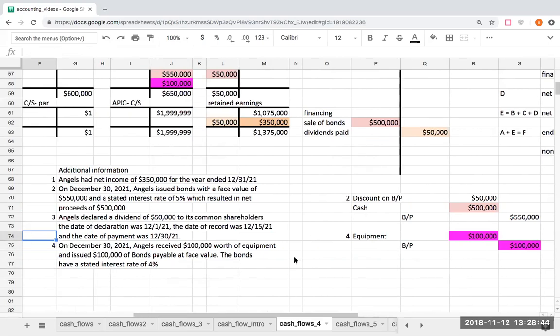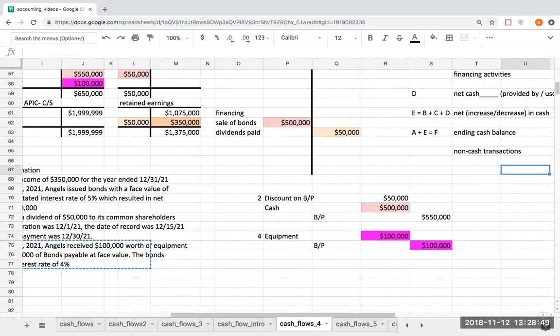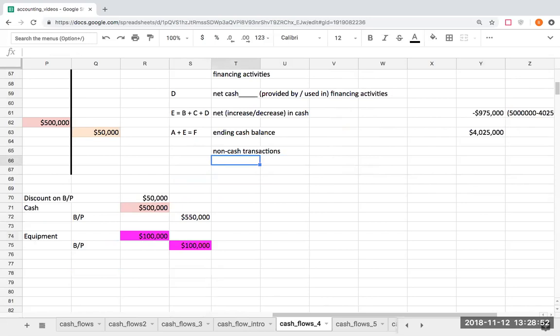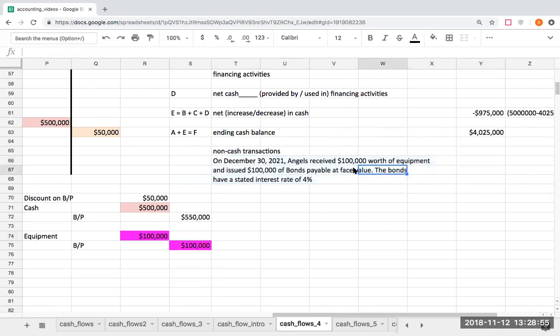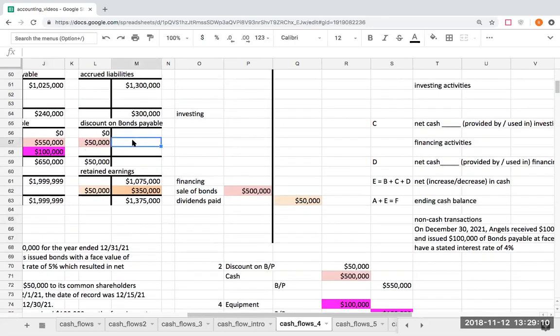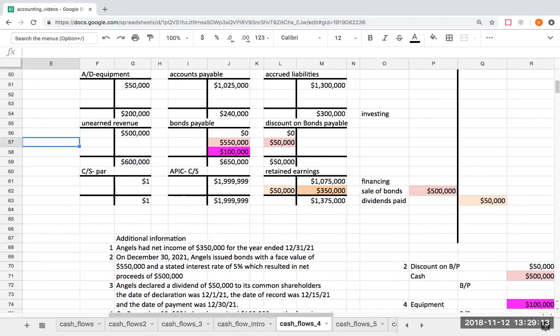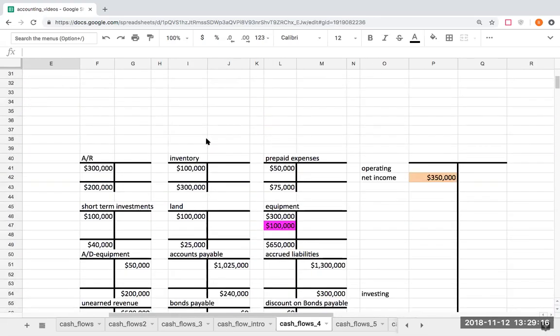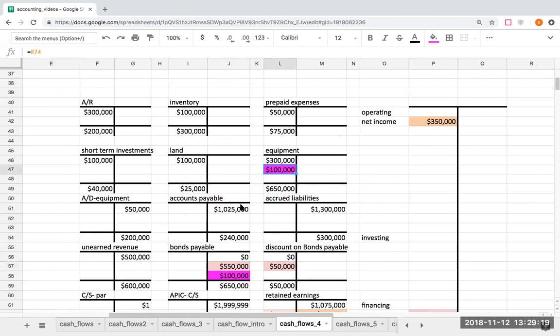And if we want to go ahead and do this, we can just go over here to our statement of cash flows and list this out and say that on December 30th, 2021, Angels received $100,000 worth of equipment and issued $100,000 of bonds payable at face value. So again, we put it into the T accounts and we describe it in the non-cash transactions. But more importantly, we are not doing the opposite to cash because it is a non-cash transaction. So for non-cash, we put it into the T accounts, but that's going to be it.